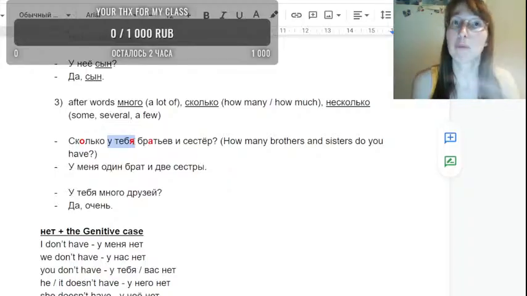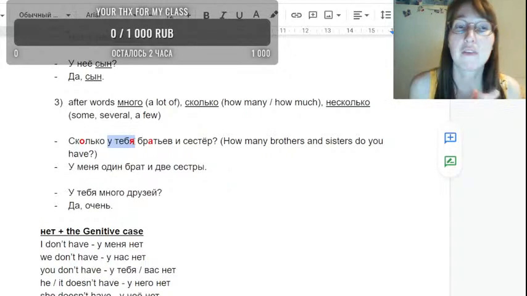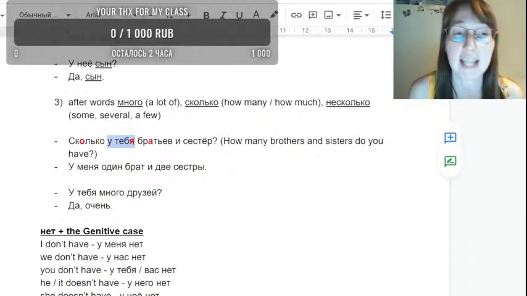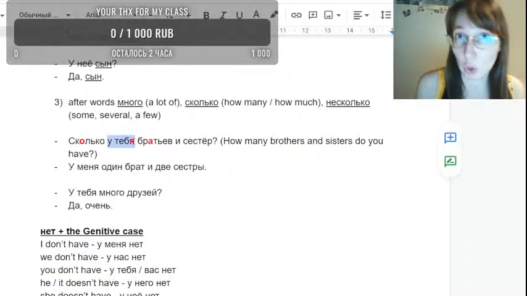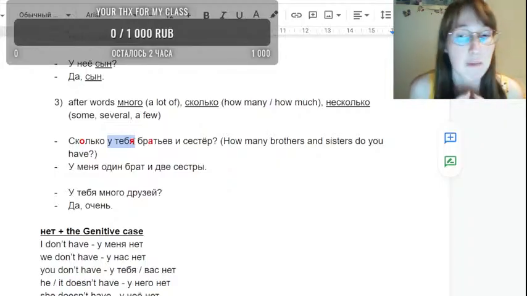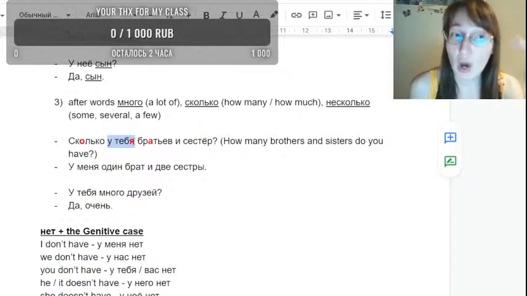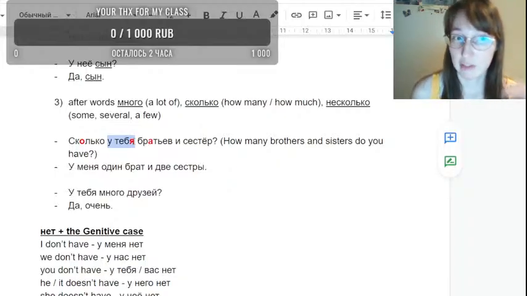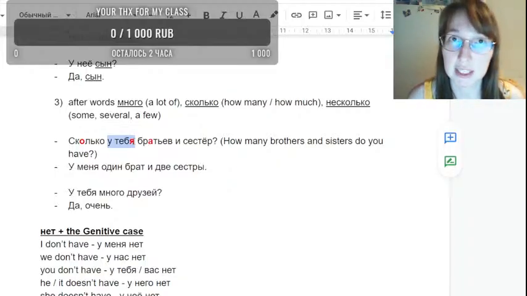Yes, we can replace these word combinations and say сколько братьев и сестер у тебя. But it's not that natural. The most natural question is сколько у тебя? So how many do you have? It's our Russian word order. Сколько у тебя братьев и сестер?